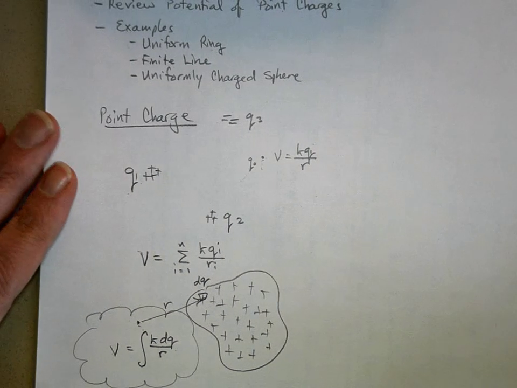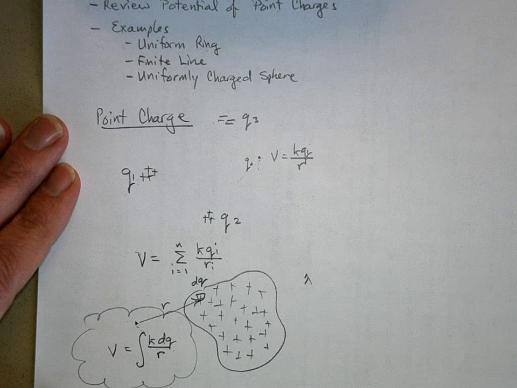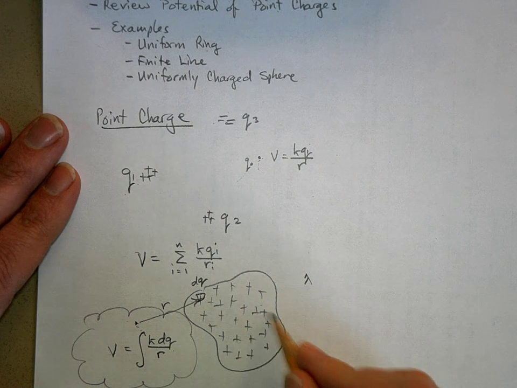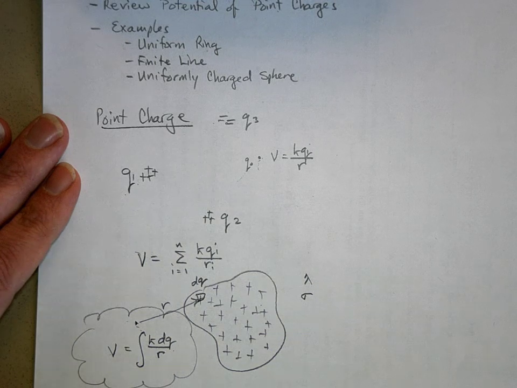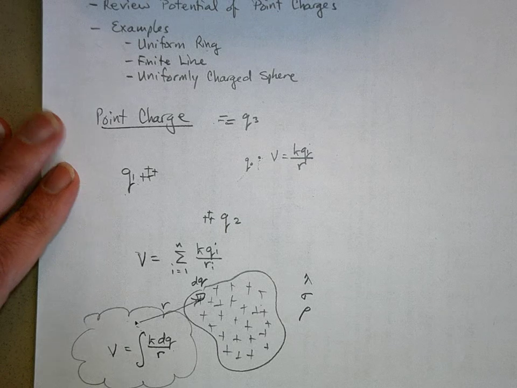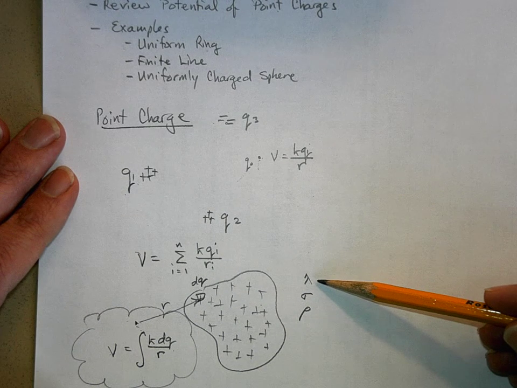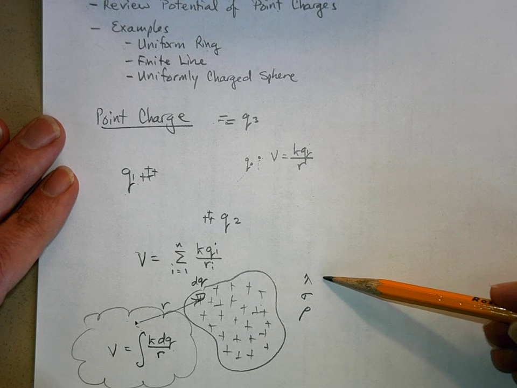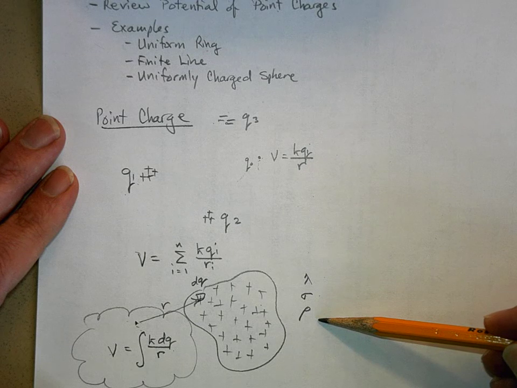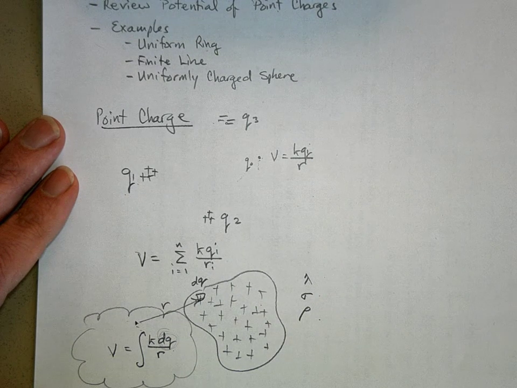And of course, remember that charge can be smeared over a line. That would be lambda, the charge per unit length. Or it could be smeared over an area, and we would use sigma for that. Or it could be smeared over a volume, and we use rho for that. So remember that, and we've done this many times: lambda is charge per unit length, sigma is charge per unit area, rho is charge per unit volume. And so the key is to figure out what dq is.